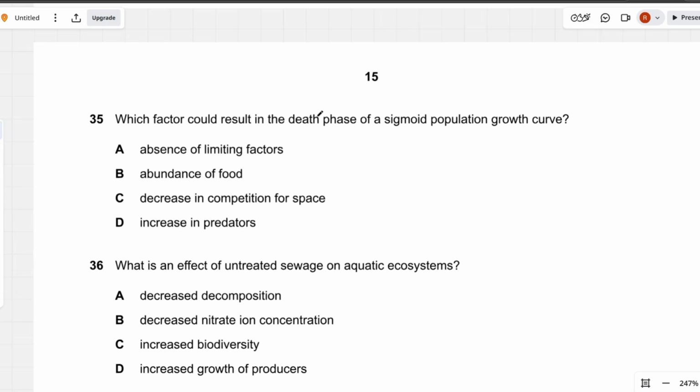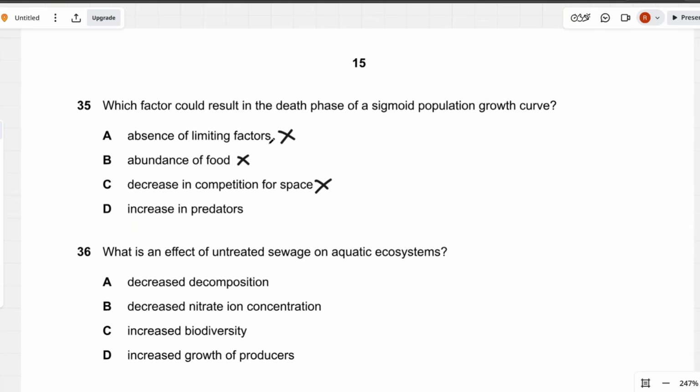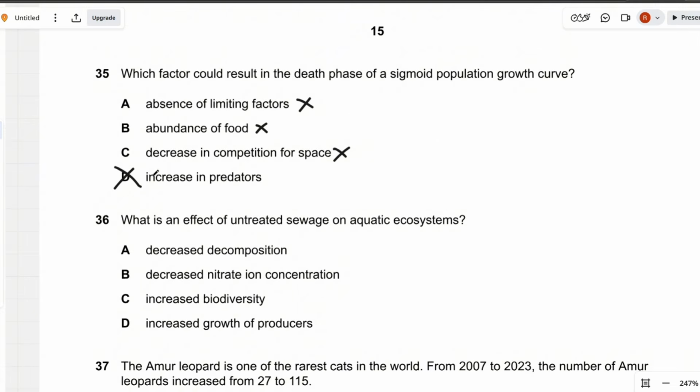Which factor could result in the death phase of a sigmoid population growth curve? Absence of limiting factors? No, that does not cause death. Abundance of food? Same as A. Decrease in competition for space? That is also a factor that favors the growth. Increase in predators, yes, predation will increase the rate of death.